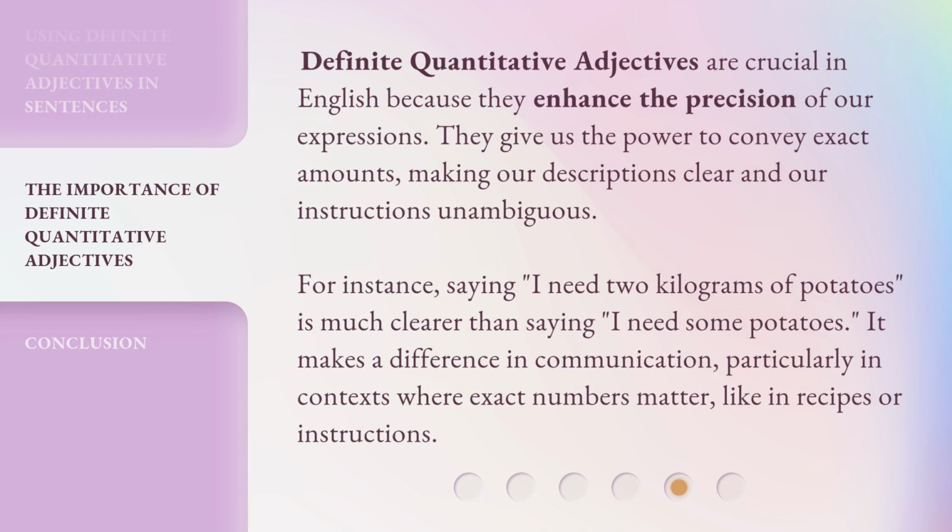Definite quantitative adjectives are crucial in English because they enhance the precision of our expressions. They give us the power to convey exact amounts, making our descriptions clear and our instructions unambiguous. For instance, saying, I need 2 kilograms of potatoes, is much clearer than saying, I need some potatoes. It makes a difference in communication, particularly in contexts where exact numbers matter, like in recipes or instructions.